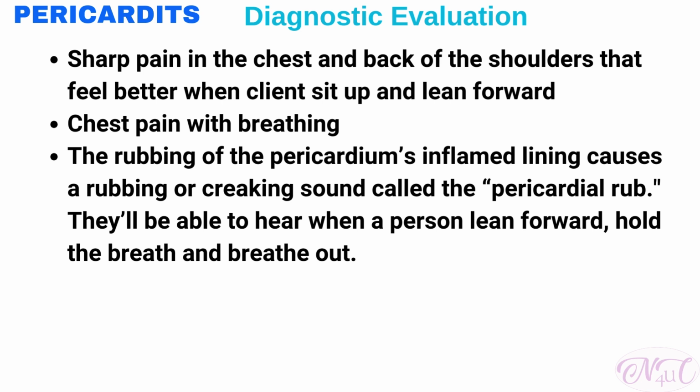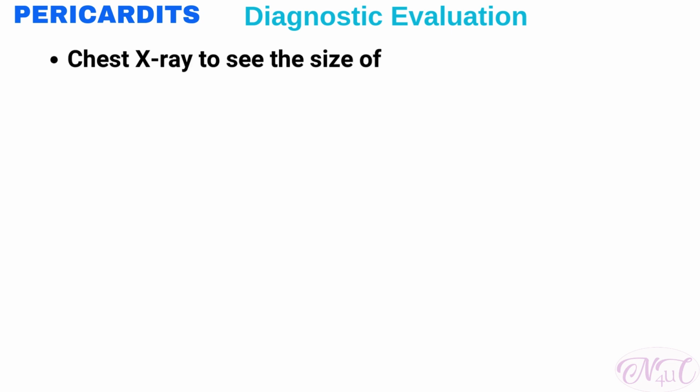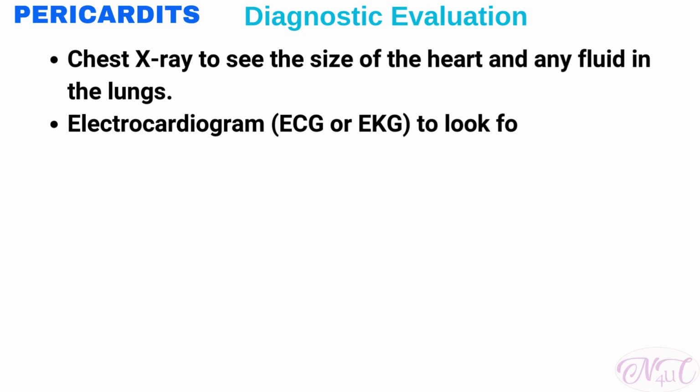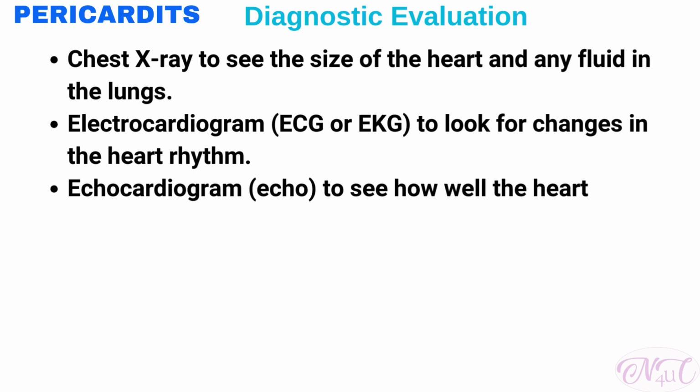Depending on how bad the inflammation is, hearing crackles in the lungs are signs of fluid in the space around the lungs or extra fluid in the pericardium. There are a variety of ways to check for pericarditis and any complications such as pericardial effusion or constrictive pericarditis. A person may need one or more tests such as chest X-ray. Chest X-ray is to see the size of the heart and any fluid in the lungs. Electrocardiogram to look for changes in the heart rhythm.